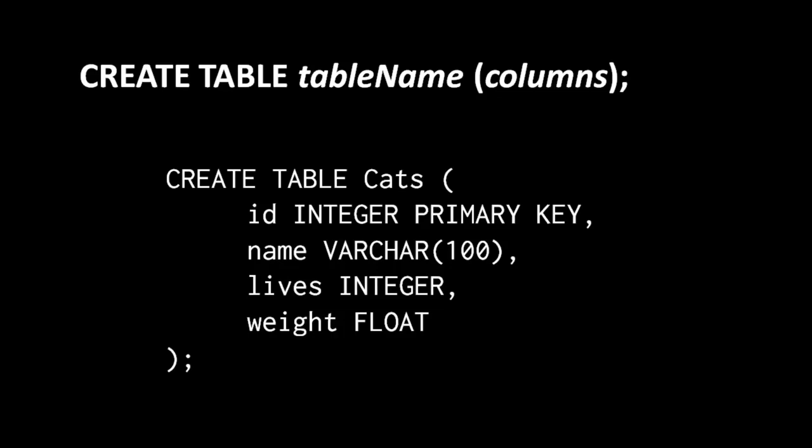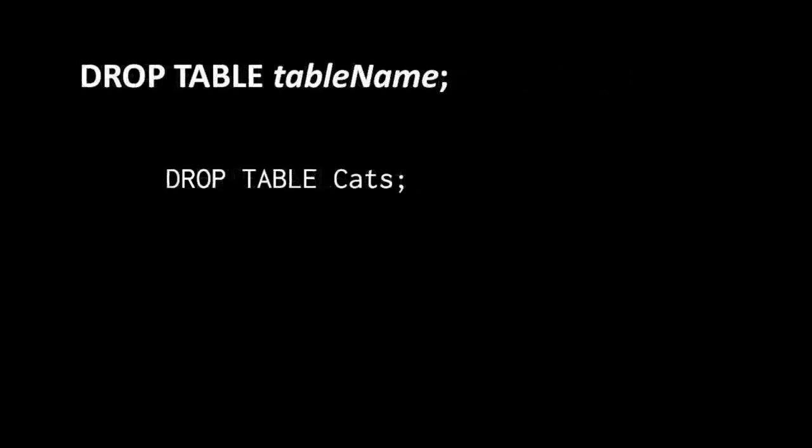To remove a table from the database, we use the drop statement, and you just write drop table and then the name of the table. So here drop table cats will remove the cats table from our database. And be clear that this will destroy the data in our cats table, so any data we've inserted will get lost.